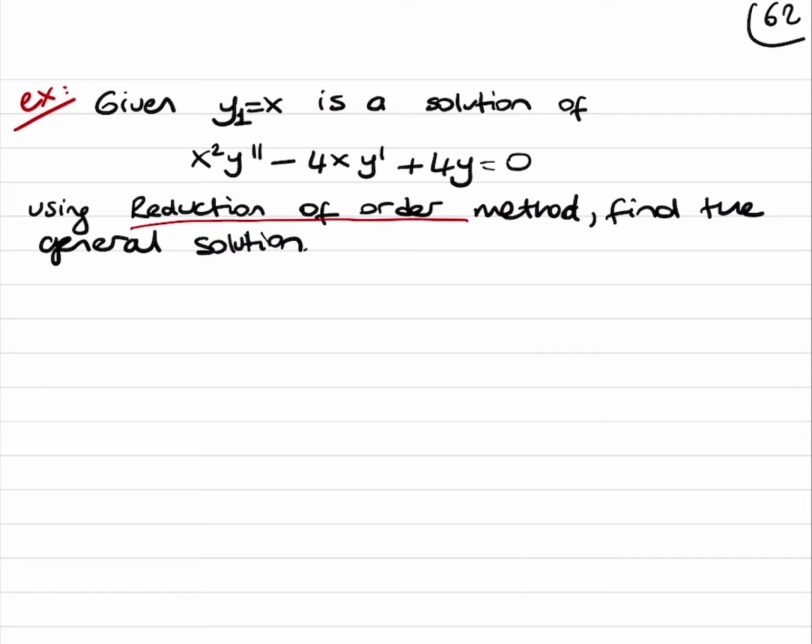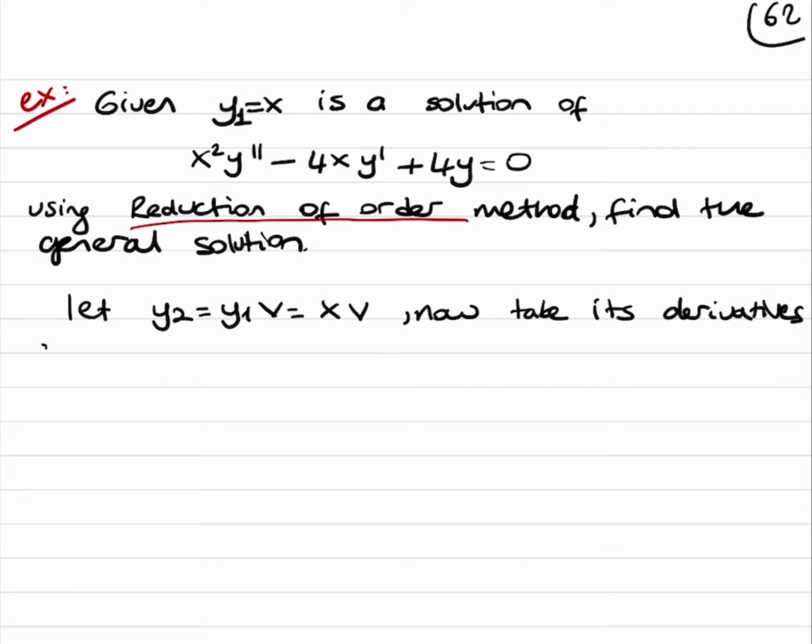So we know that we will let y2 be y1 times v, and in this case y1 is given as x, so we have y2 equal to x times v. Now take its derivative and substitute in the equation.